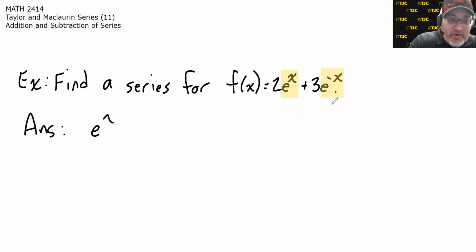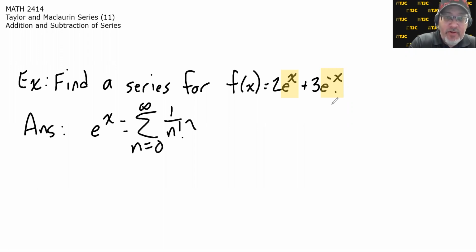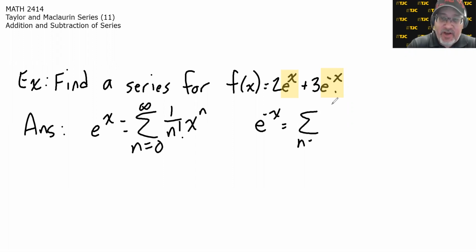E to the x is a series that you just flat out need to know. It's the sum n equals 0 to infinity, 1 over n factorial times x to the n. Now, if we want to adjust this to make a series for e to the negative x, all we have to do is replace the x with negative x in the sum. So we have the sum from n equals 0 to infinity of 1 over n factorial, negative x to the n.